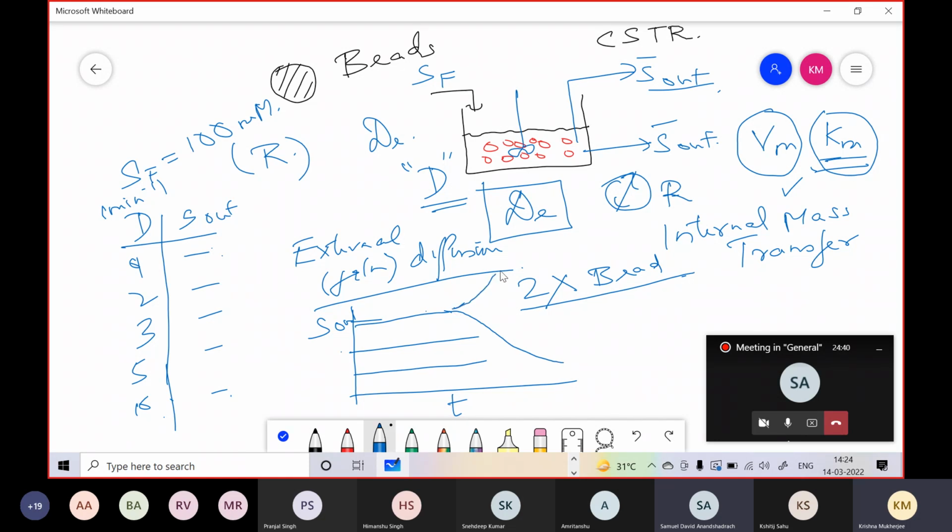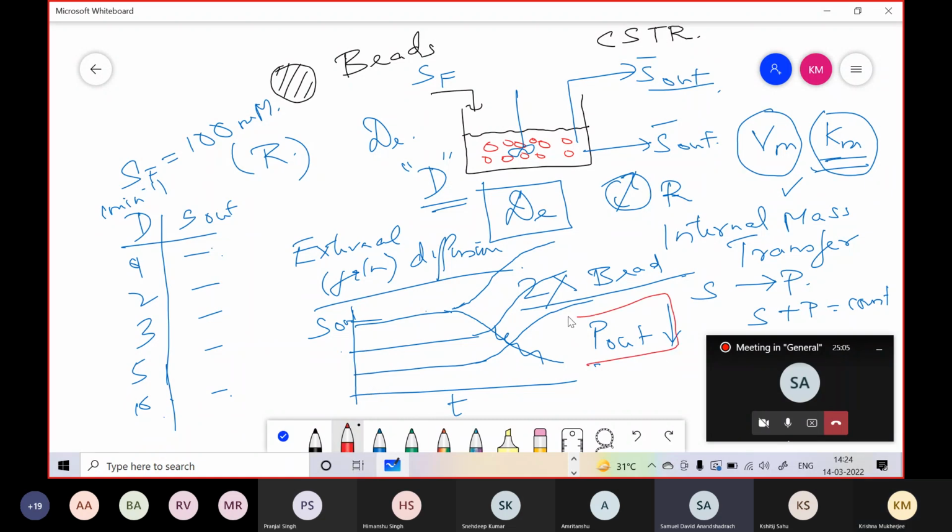What am I talking about? Rising up: S out, because P out starts falling. P out starts falling because S is going to P, but S plus P is a constant, remember. So P out, this value starts falling at steady state. And this P out fall or S out rise is actually the measure of thermostability, of operational stability. Let me call it not thermostability, let me call it operational stability of the enzyme.